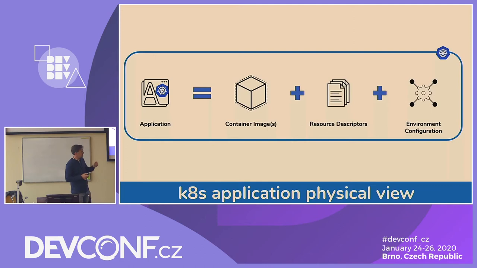And then the third thing is the configuration, which makes it different from deployment to deployment, from environment to environment. So I might have a set of container images with a set of resource descriptors that I may want to apply to different environments, or maybe in the same environment with different configuration. So eventually what makes it different is the environment configuration. If you go back to my definition of application, there was the possibility to create multiple instances with different configuration. This is part of your application as well.